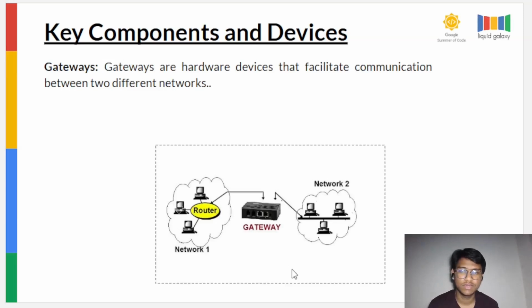Next thing is gateways. Gateways are the hardware devices that facilitate communication between two different networks. Like routers, firewalls, and other gateway devices use rate converters, protocol translators, and other technologies to make inter-network communication possible between otherwise incompatible devices. So it is just communicating between these two networks. Here there may be a router from network two, and there is a router here from network one.